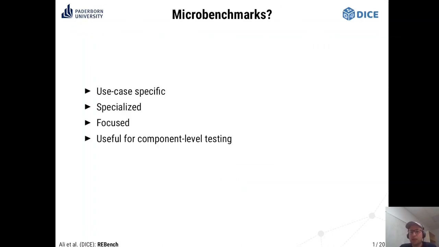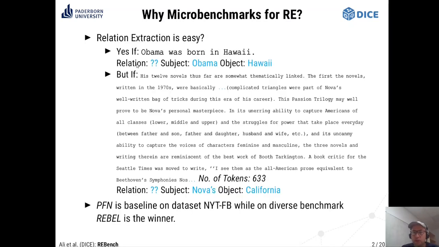General purpose benchmarks evaluate the overall system, but they don't tell us about different components or parts of a system. And if we evaluate a system on a general purpose benchmark, it might not produce such results on another benchmark or in real environments; it sometimes lags behind and does not show the actual performance. Microbenchmarks are usually use case specific, specialized and focused on a particular use case, and they are also very useful for component level testing of a system. So that's why generally we use microbenchmarks.